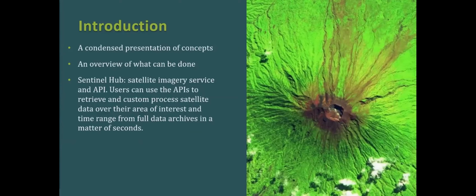But what is Sentinel Hub? It is essentially a satellite imagery service and API, and you can use the APIs to retrieve and custom process satellite data over any area of interest and time range. And this is done from the full archives in a matter of seconds, because no data is pre-processed.